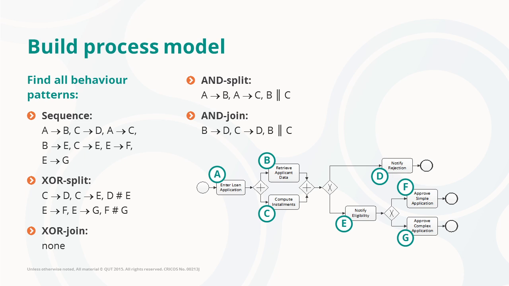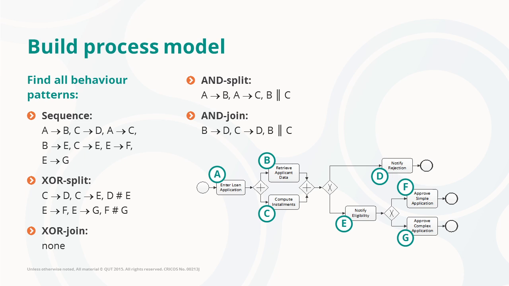Now that we have identified all these different relationships and patterns in the footprint matrix, we can discuss how we build the process model from this. You see here on this slide a summary of all the relationships that we identified. They build the backbone of the process model that we are going to construct.